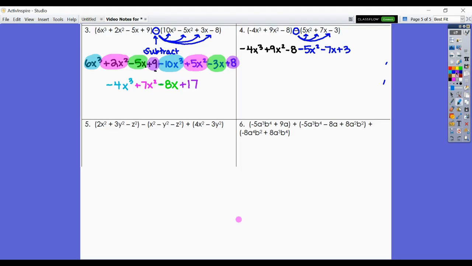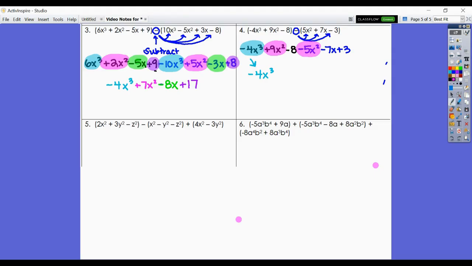Then combine your like terms. We have negative 4x cubed. There's no other x cubed term, so I just bring it down. Then we go ahead and see if I combine anything with the 9x squared, which indeed I do with the negative 5x squared. Remember, take the sign in front of your term. 9 minus 5 is going to be positive 4 with an x squared.